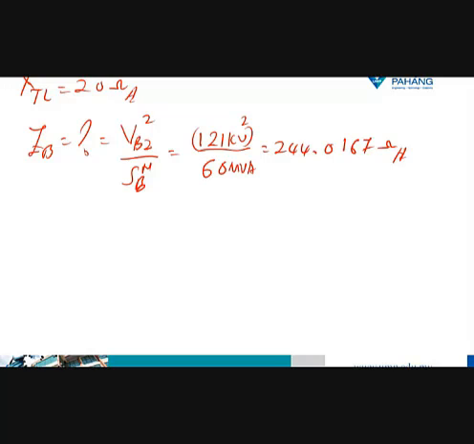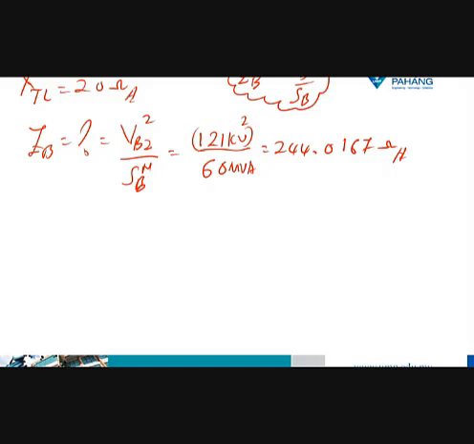So this equation you must remember. Actually, you can derive this equation. Last week I already showed you how to derive it. So now we just use this equation: Z base equals V base square over S base. This equation you have to remember. Okay, so we have the Z base.